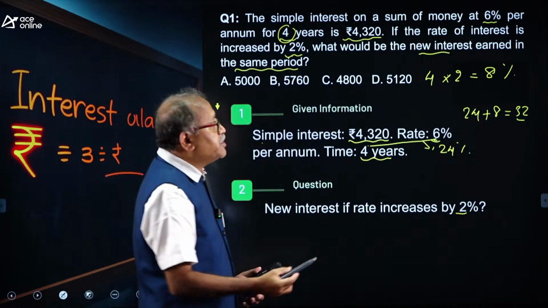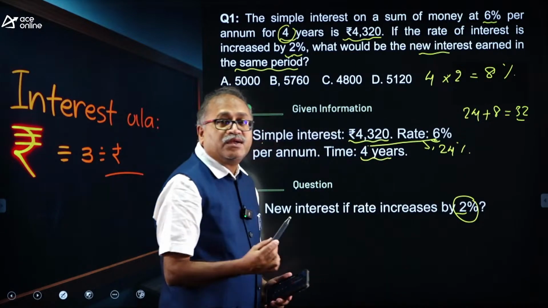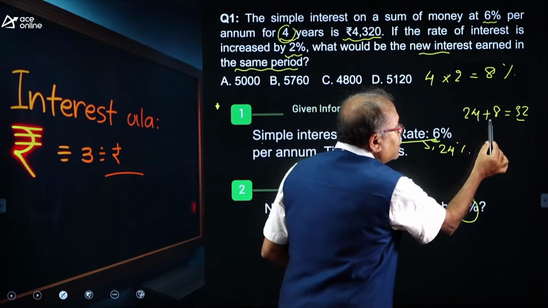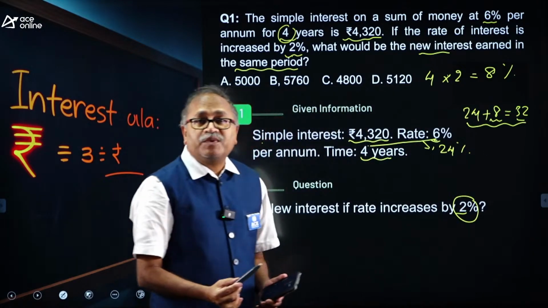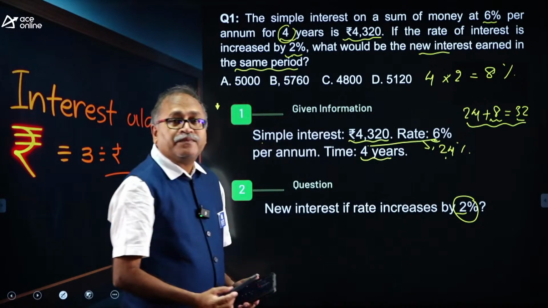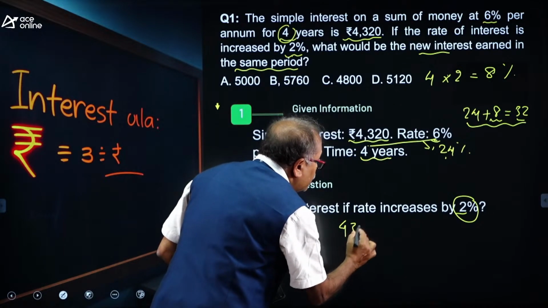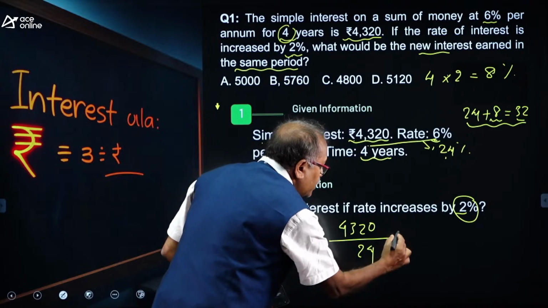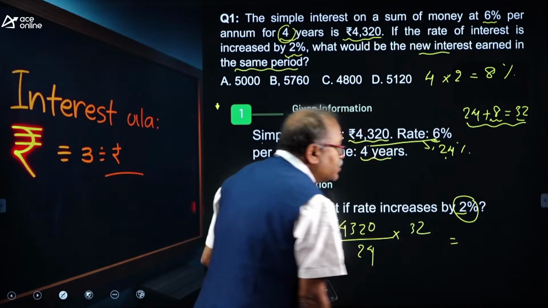How did I get 8%? If the rate of interest is 2% more, then for 4 years, that is 2 into 4, 8. So, extra 8% interest, that means my whole requirement is 32% interest, whereas this interest is 24%. So, what will I do? 4320 divided by 24%, I am getting 1% now, my requirement is 32%, so multiply by 32% here.